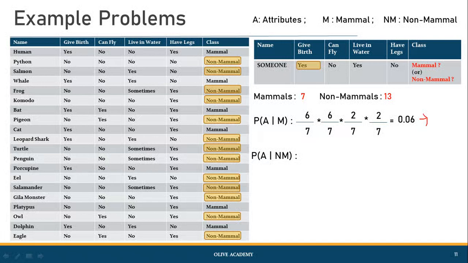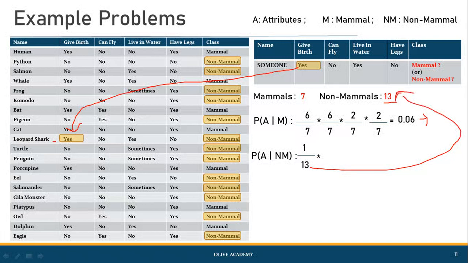Now, in this case, the number of non-mammals is 13. Again, the number of rows that have give birth equal to yes is only one value, even though it is a non-mammal, which is the leopard shark, right? Because of that, it is given as 1 by 13, because 1 is the number of yes values and 13 stands for non-mammal, because we are interested in calculating the probability of non-mammal now, since we have already counted the probability of mammal.